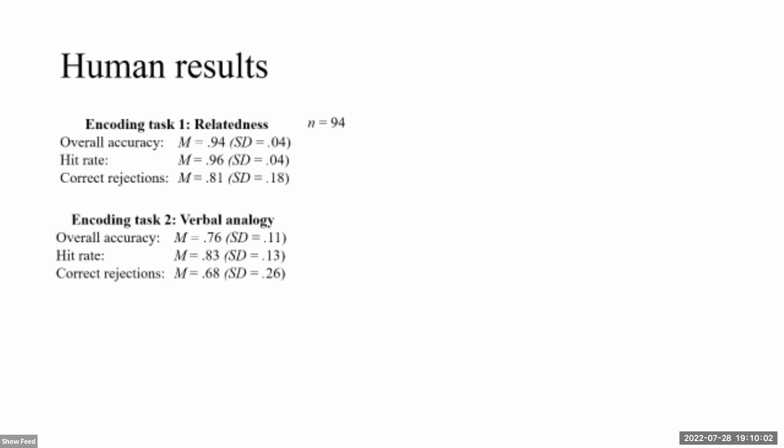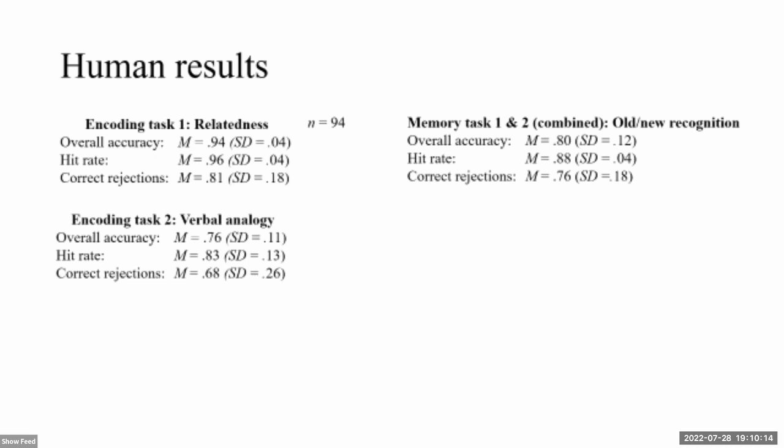And so before I go into the data on the old new recognition task that confirms or rejects this hypothesis, I'm just going to flash the results of the encoding tasks. In general, people were performing quite well on both the relatedness and the verbal analogy tasks, achieving pretty high hit rates and correct rejections on each, as well as on the memory task. There wasn't really a difference in people's performance across the 2 memory tasks, so we just combined the data here.